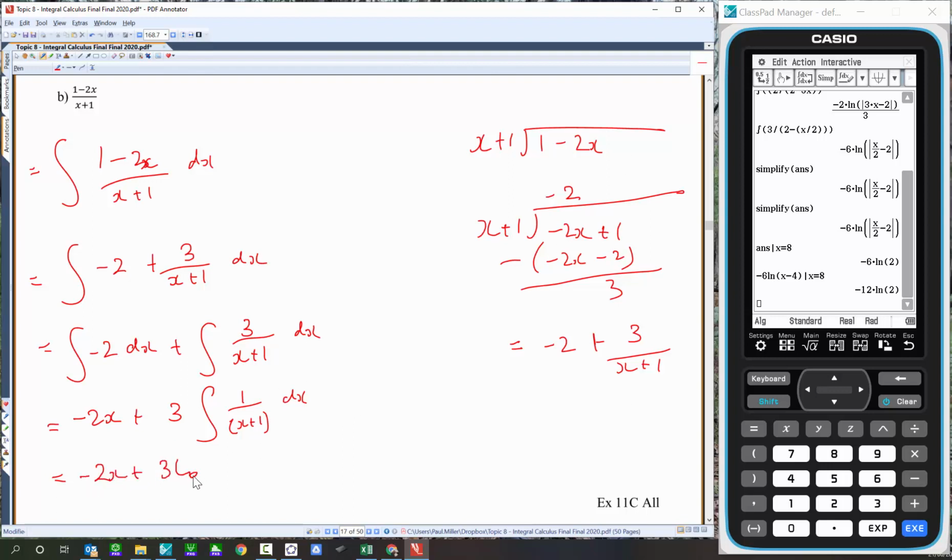-2x plus 3 log e x plus 1 plus c, where x is greater than -1, or equals -2x plus 3 log e absolute x plus 1 plus c, where x can't be equal to -1.